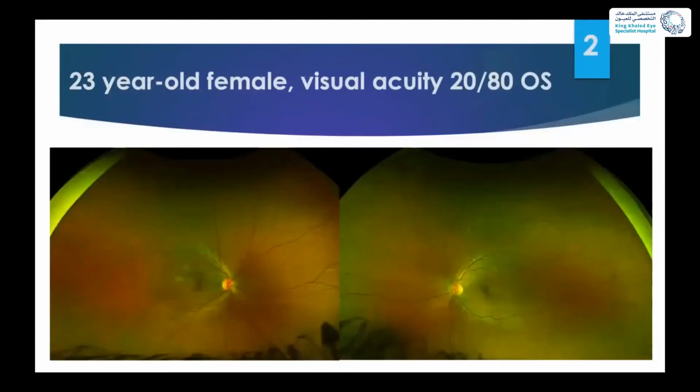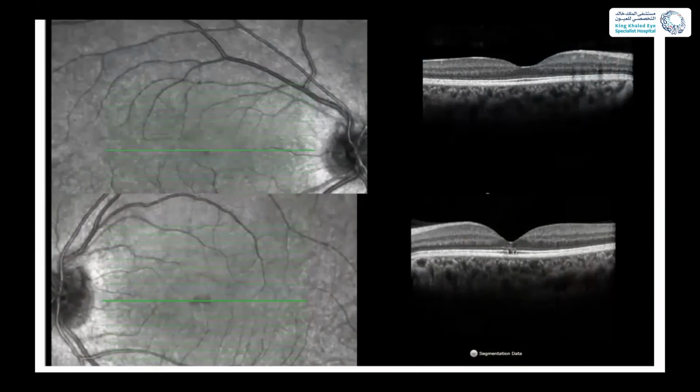This is the second case. This is a 23-year-old female with visual acuity in the right eye of 20/20 and the left eye 20/80. And she's complaining of a decrease in vision in the left eye for 1 week. And you can see this is the fundus photo of both eyes. It looks normal. And we did OCT for our patient.